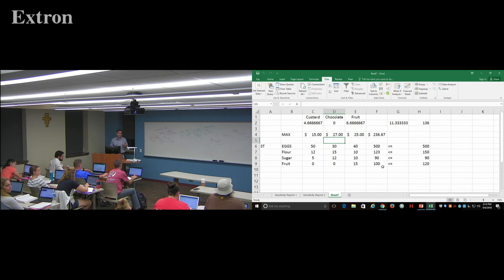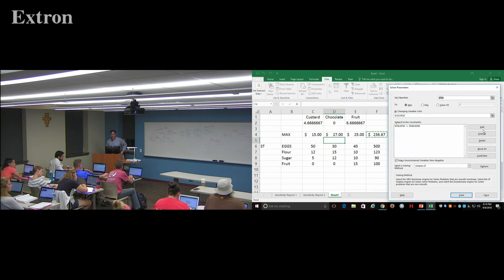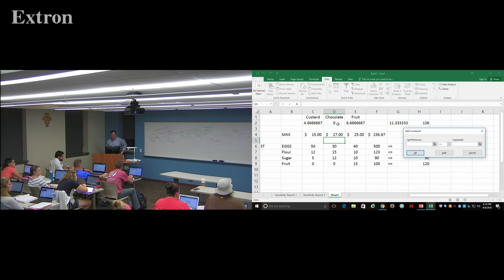But I'm going to say, the hell with it, I want to make a dozen chocolate pies. I'm going to go to Solver. I'm going to go to Add. And I'm going to add a constraint to force it. I'm going to say D2 has to be greater than or equal to 1. So I'm going to force it basically to make a dozen chocolate pies. A constraint forces it to do something.